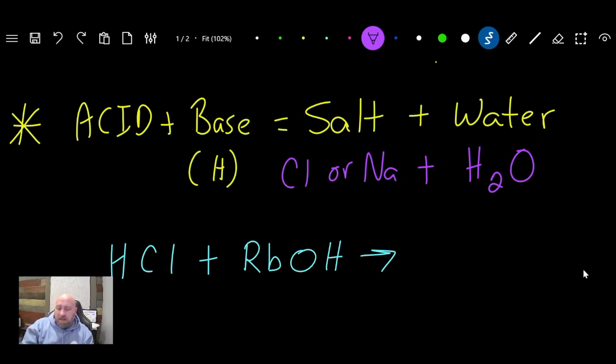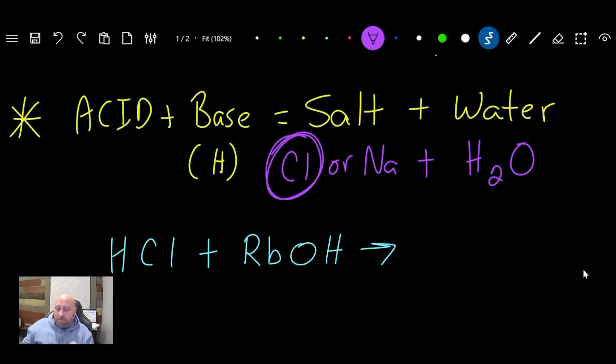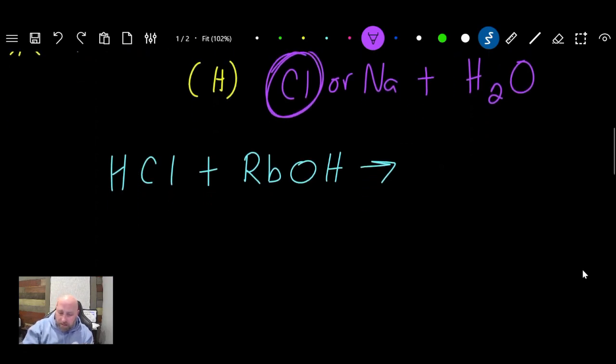Okay, so if you look down at this, you can figure out pretty fast that it's going to have a Cl in this one, right? Because there's a Cl in that. So basically here, we're going to end up with a salt, so we're going to end up with Cl something, or something Cl, plus H2O over here. It's going to come out to water.